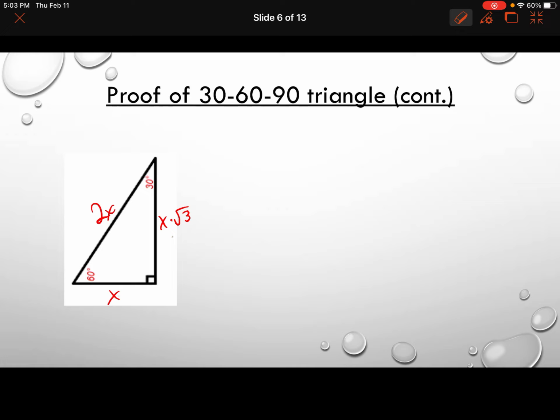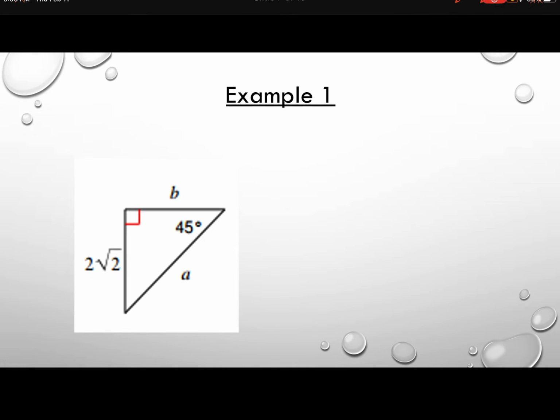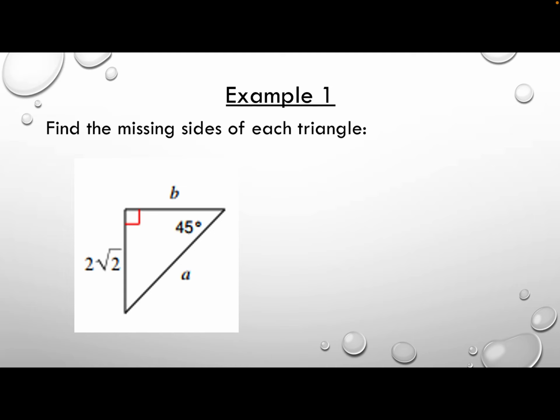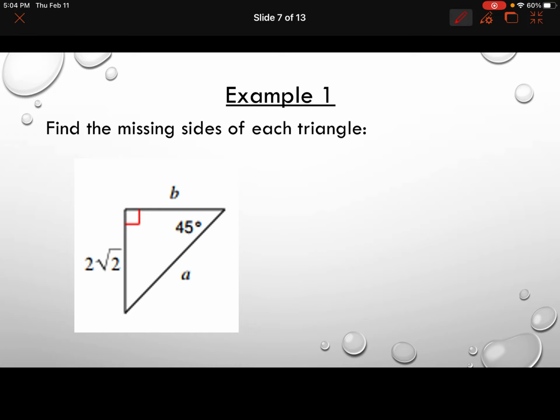Okay, so now let's use these relationships to solve for some missing sides. So let's look at our first problem. So example 1. Find the missing side of each triangle. So here we have a 45, 45, 90 triangle. How do we know it's 45? Because once again, the angles have to add up to 180. So 90, 45, the third angle has to be 45. Okay, so let's see what we got here.